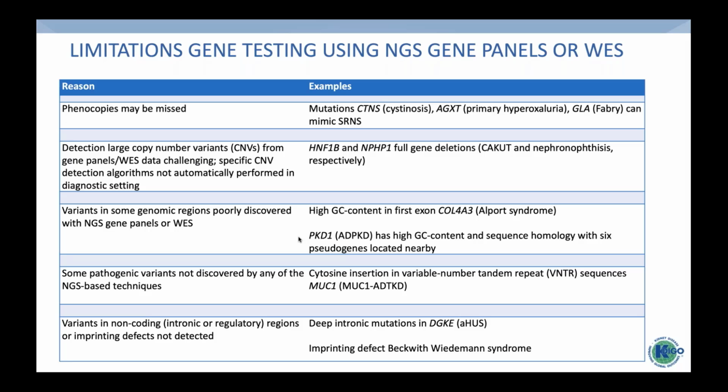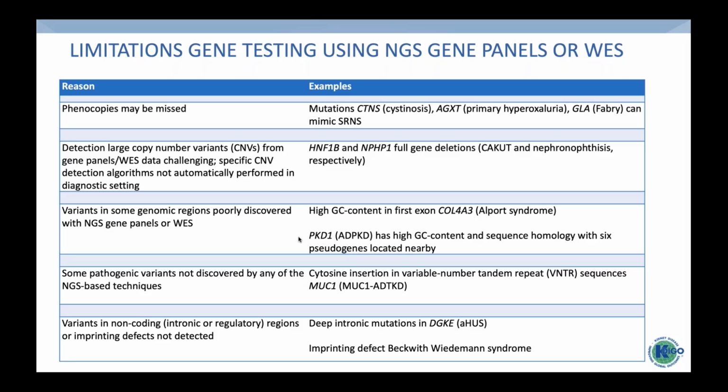Another thing to be aware of is obviously large copy number variations, and specific copy number variation detection algorithms aren't necessarily always performed in all settings with all of perhaps the more advanced forms of genomic sequencing that are available today. And some of our disorders, particularly as we mentioned here, HNF1B and NPHP1, respectively renal cysts and diabetes syndrome and nephronophthisis, actually have an appreciable proportion of cases due to whole gene deletions. So a negative result may not always be a truly negative result. It's important to ensure that this has been adequately encompassed.